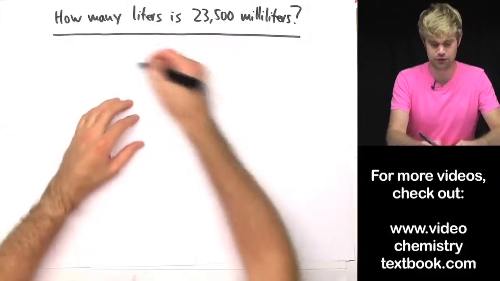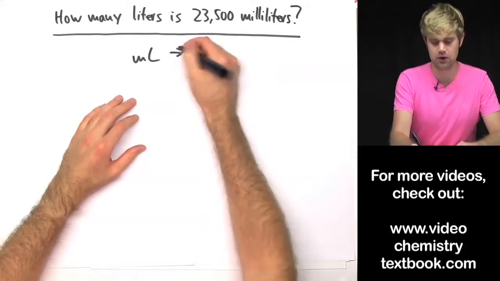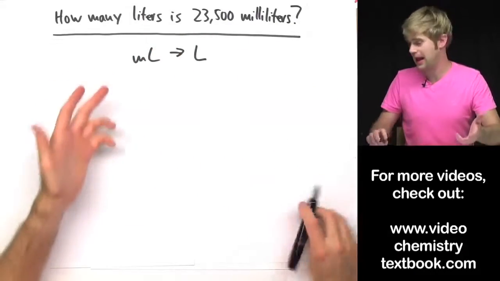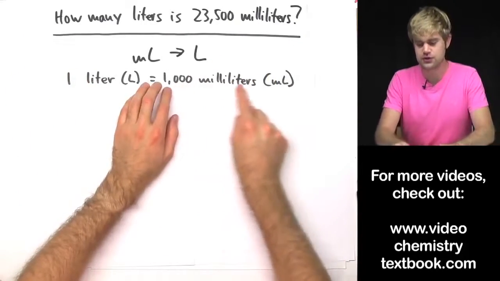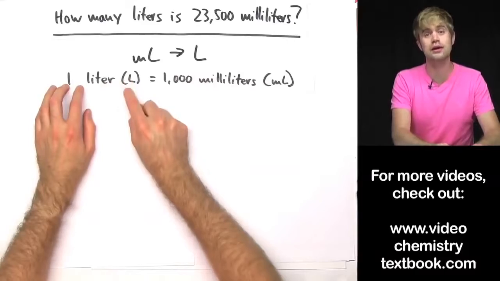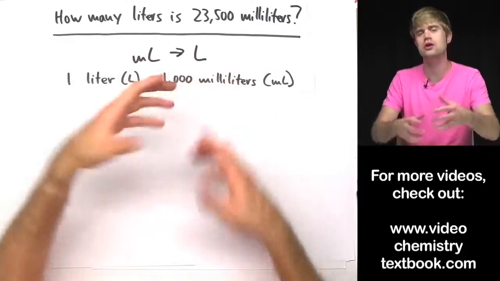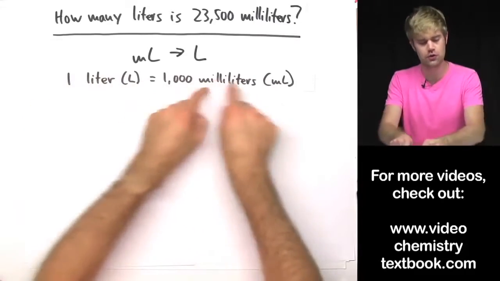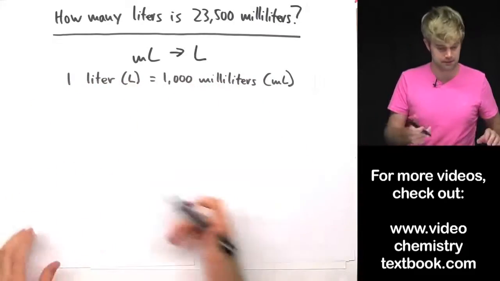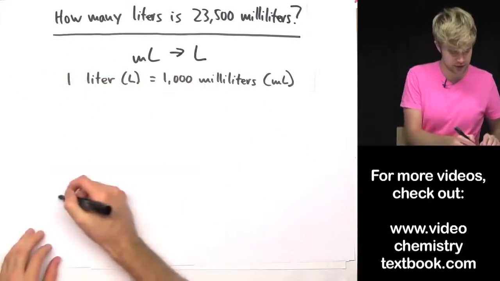So we are going from milliliters, ml, to liters, L. And you may already know this, but there is 1,000 milliliters in 1 liter. That's what I mean. This is all you need. You can convert any two units that you want, just as long as you know the relationship between them. So we have this here for liters and milliliters.